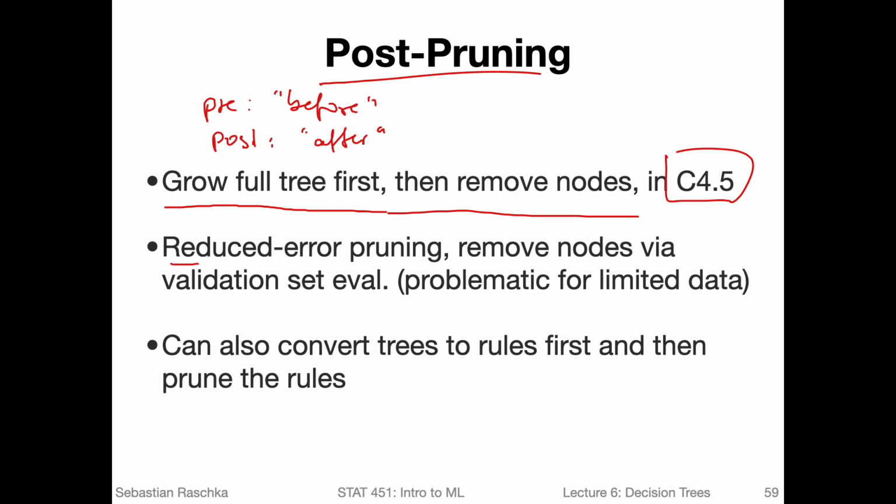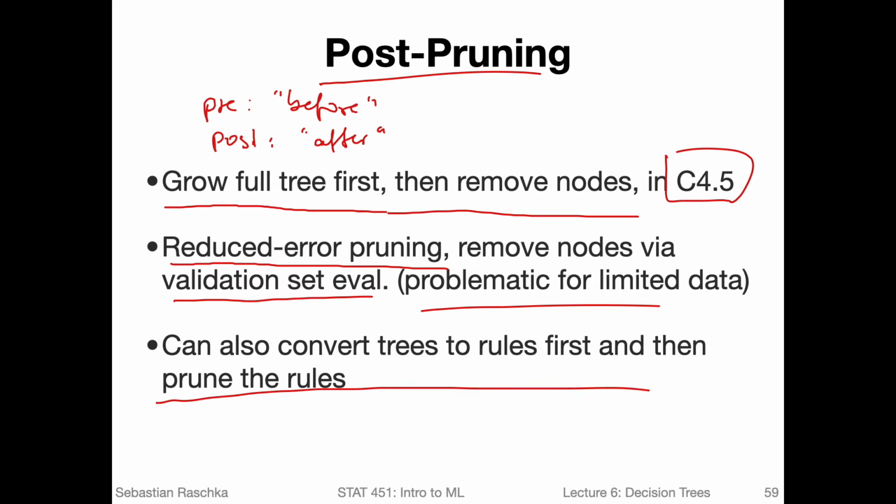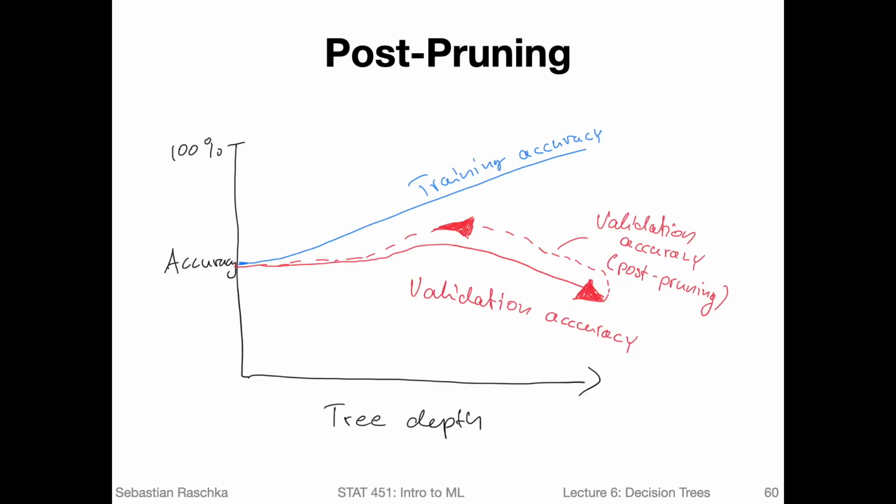Then there's also a method called reduced error pruning, where it's kind of similar, where nodes are removed using a validation set evaluation step. However, if we don't have enough data, if we have a very small data set for training, then maybe we can't afford setting aside data as the validation set, so that would be one downside if we have a very small data set. And lastly, one step is to convert a tree into a set of rules, and then pruning the rules, like removing certain rules from the rule set.